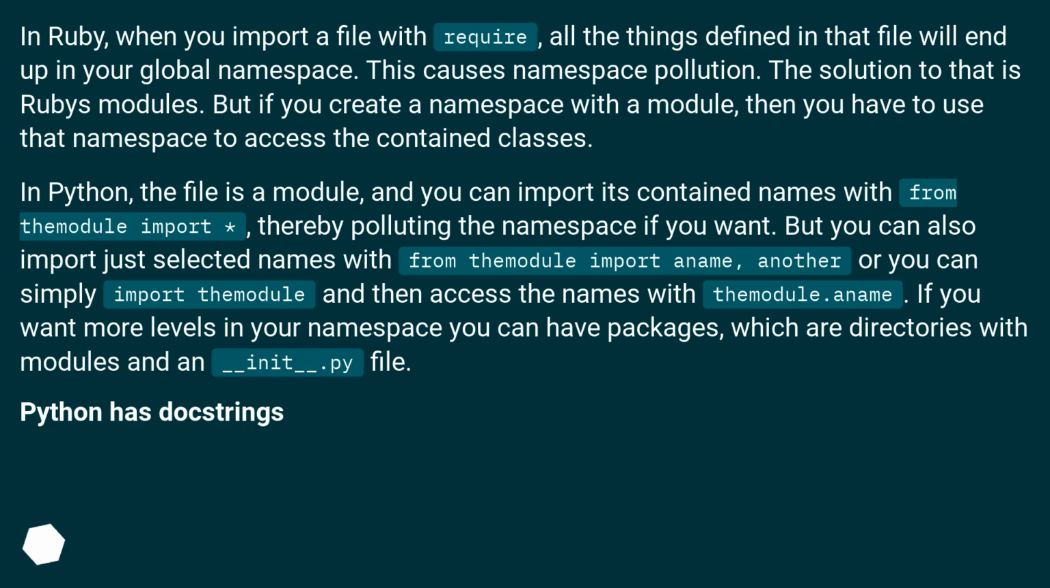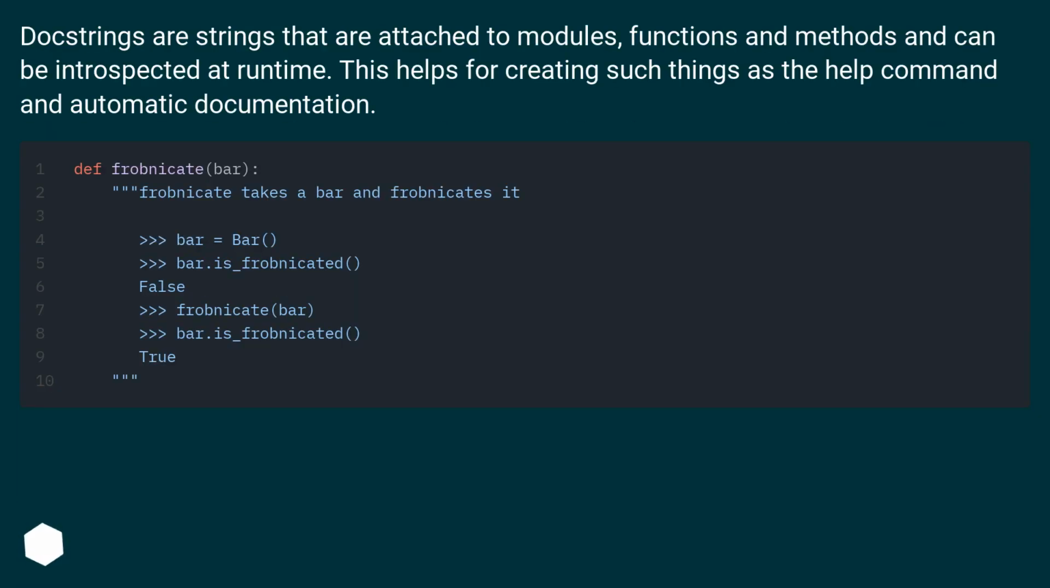Python has docstrings. Docstrings are strings that are attached to modules, functions and methods and can be introspected at runtime. This helps for creating such things as the help command and automatic documentation.